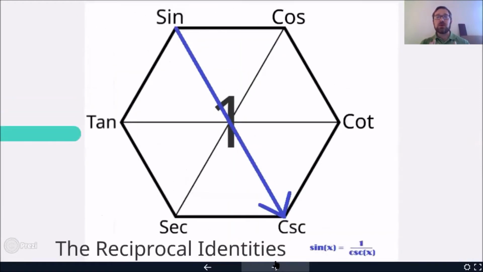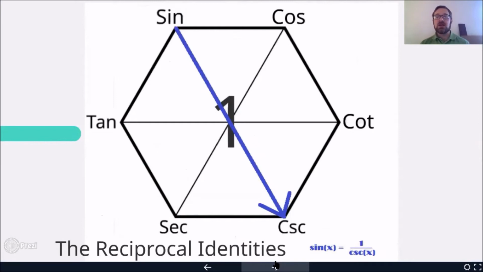All right, folks, here we are. We're ready for our next list, or next identity thing here with the magic hexagon. We've got the reciprocal identities. Now, we kind of mentioned this in the pre-knowledge for the magic hexagon, or for trig identities, but this is just kind of showing you it on the magic hexagon.